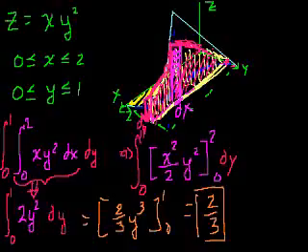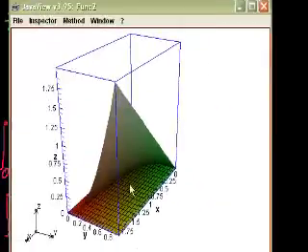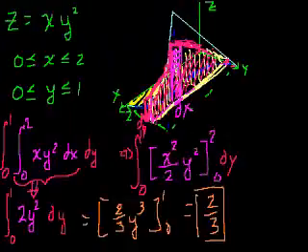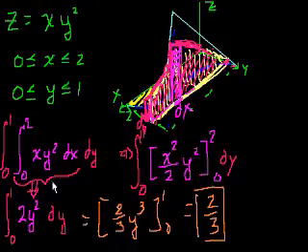In the last video, we figured out the volume between this surface, which was xy squared, and the xy plane when x went from 0 to 2 and y went from 0 to 1. The way we did it is we integrated with respect to x first. We said, let's hold y, pick a y, and figure out the area under the curve. Then we integrated with respect to y.